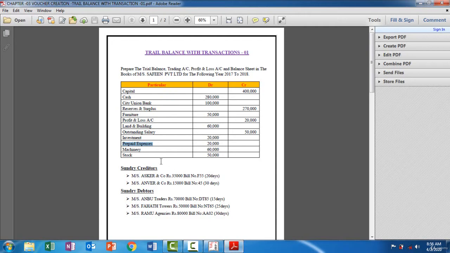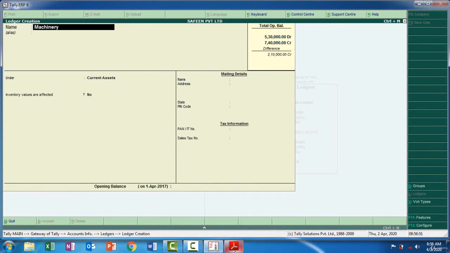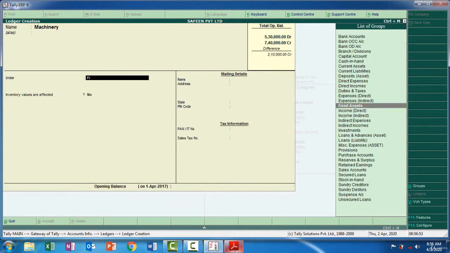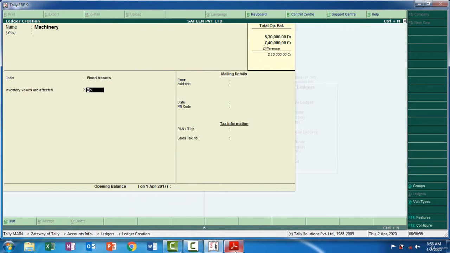Next one is machinery. Machinery is one of the fixed assets of the company. I'm going to create the machinery. It's coming under the fixed asset. The amount is 60,000.